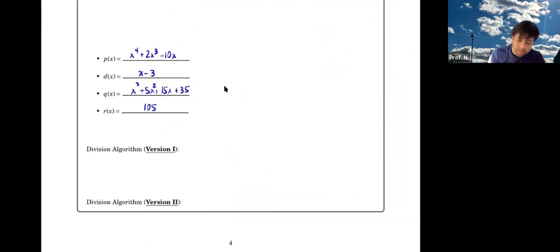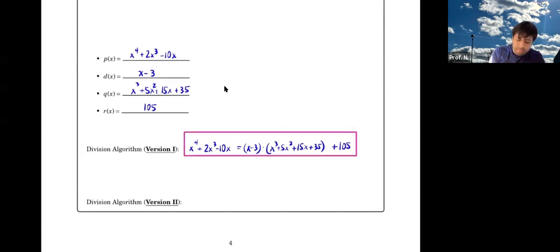Once we have that, we can write this as x to the 4th plus 2x cubed minus 10x equals x minus 3 multiplied by x cubed plus 5x squared plus 15x plus 35, plus 105. This is the first version of the division algorithm. And the second version is what? It's x to the 4th plus 2x cubed minus 10x divided by x minus 3. That's equal to x cubed plus 5x squared plus 15x plus 35 plus 105 divided by x minus 3.